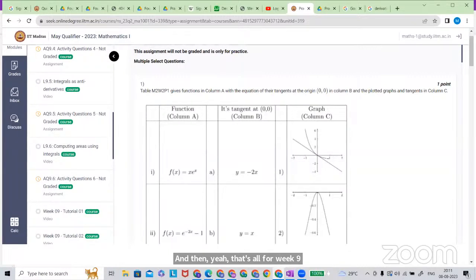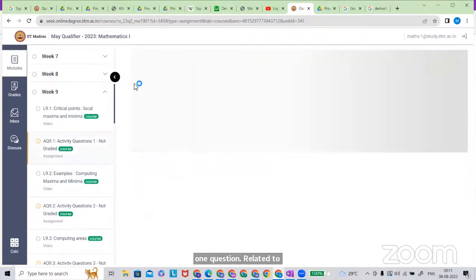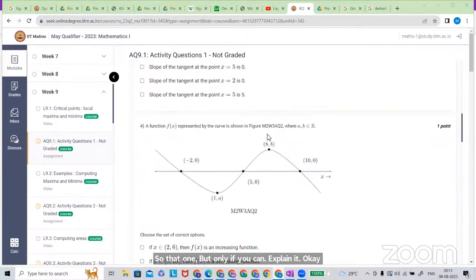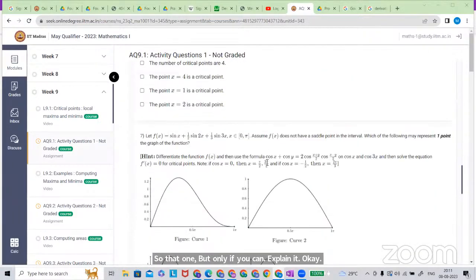Please raise your hand one by one. Let me see, anyone have a doubt? Okay, Raja. Yes, sir. In the first activity, there is one question related to a trigonometric function. Can you explain how to approach it? Which question number? This one, the 7th one. Yes, that's why the hint is given.